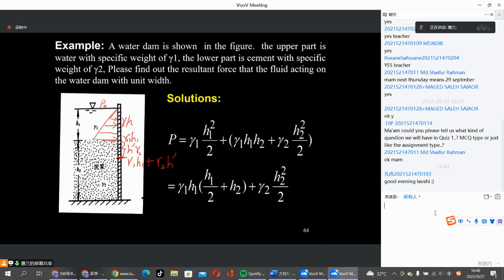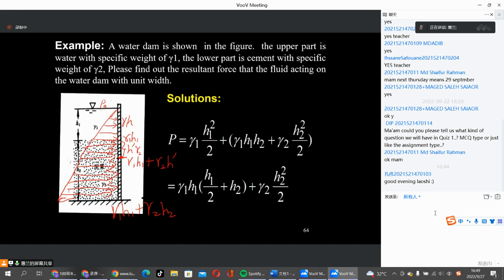So we can also draw the pressure prism in the lower part, right? And it will be a trapezoid, right? So this is the pressure prism for the cement section. And the pressure at the bottom will equal the pressure at the interface plus the pressure due to the cement weight.